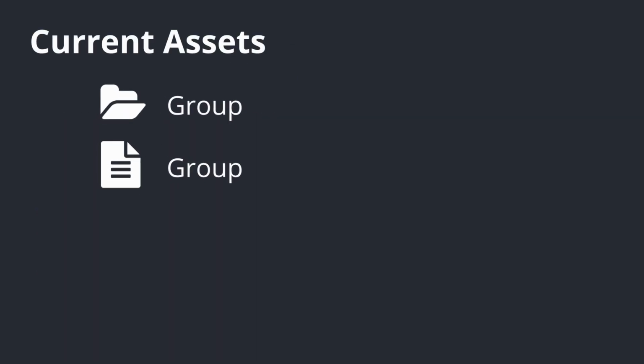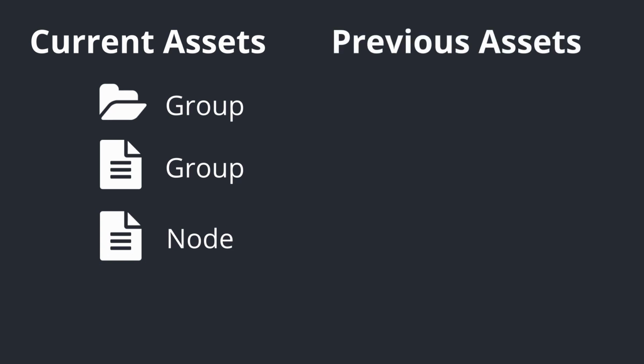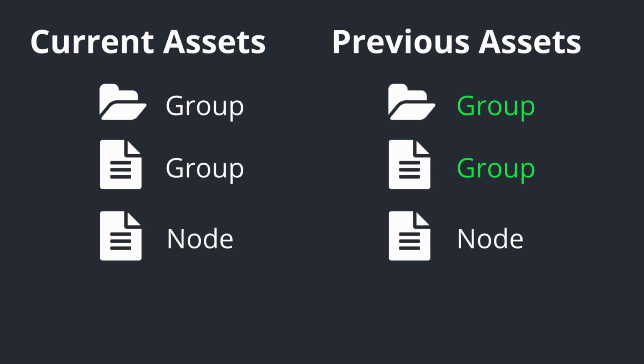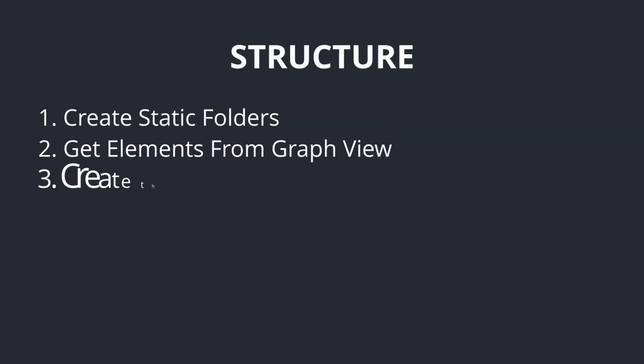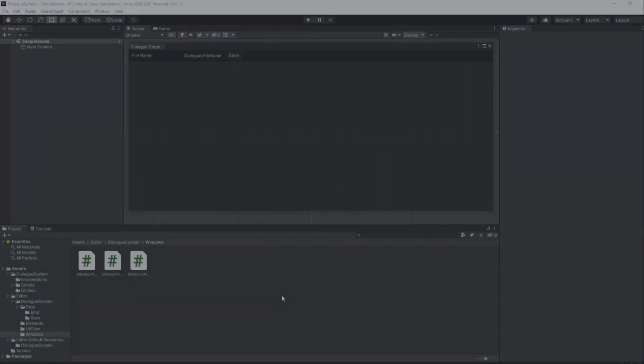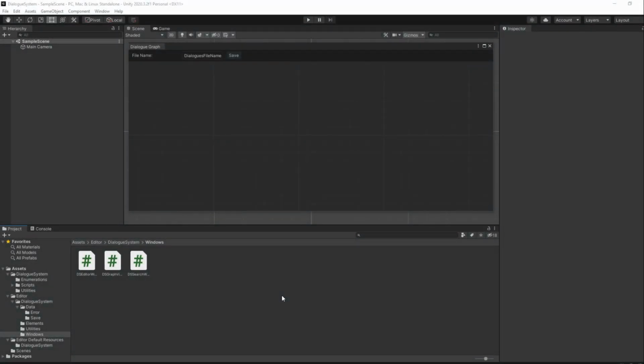After all of our groups and nodes are saved, and both the graph and the ContainerScriptableObjects have their data updated, we'll need to finalize the system by removing the unused group and node files and folders from our project. That's the base of our saving system. And to be able to do all of this, we'll be creating our own utility class.